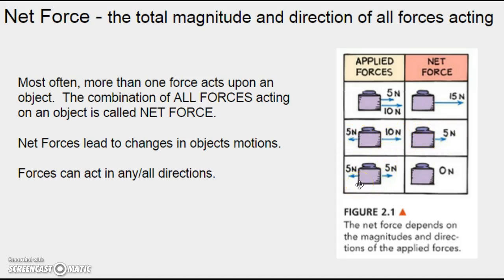And notice in my third scenario, I've got 5 Newtons acting to the left and 5 Newtons acting to the right. They cancel one another out, and we would say that 0 Newtons is the net force acting on scenario 3. The net force depends on the magnitudes, how much, and the directions of the applied forces.